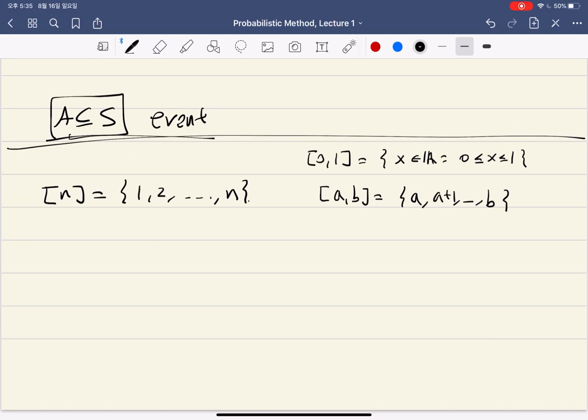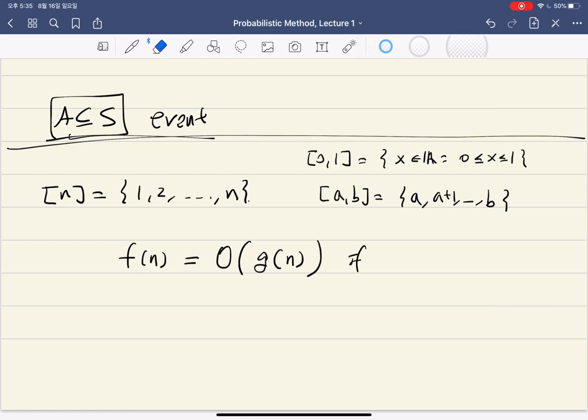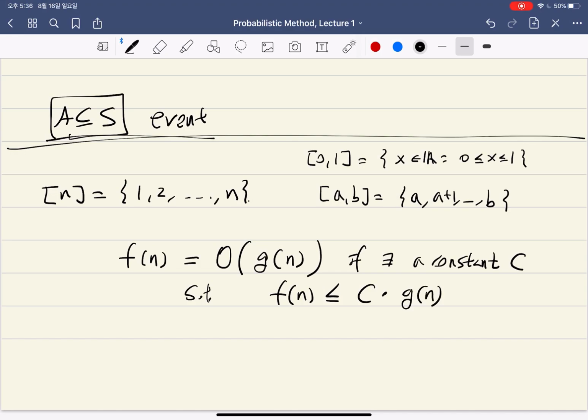And sometimes when we have two functions, f and g, say of n, we say that f is big O of g if there exists a constant c such that f of n is at most c times g of n for all n.